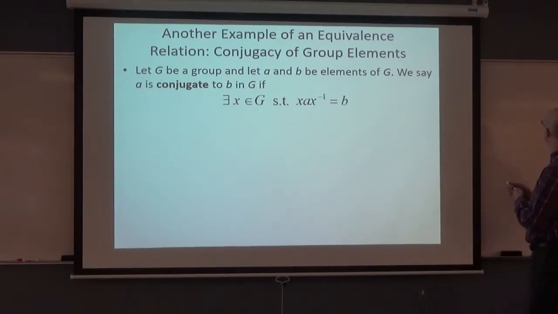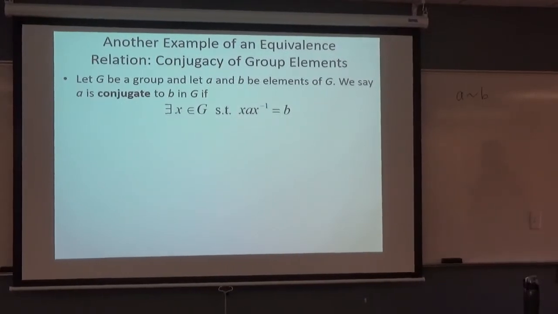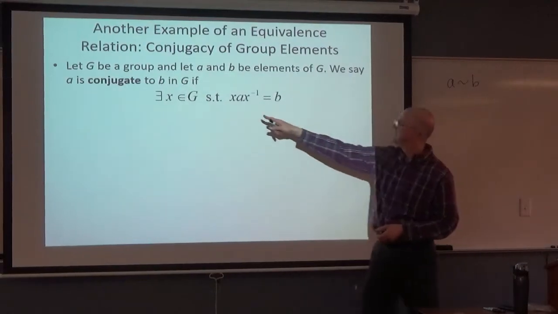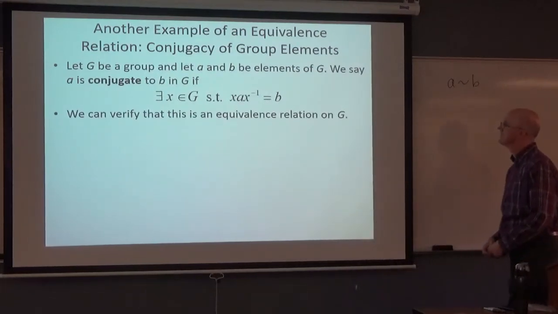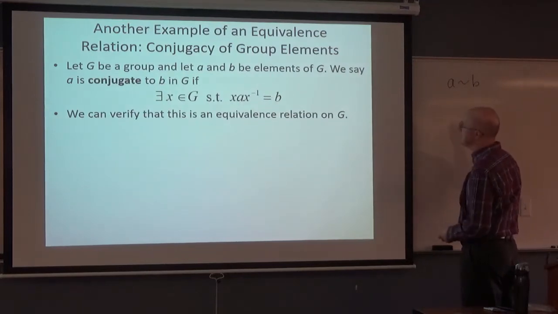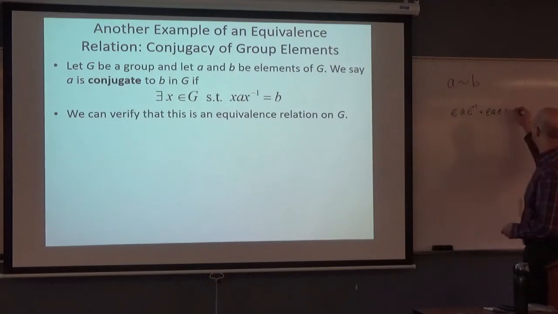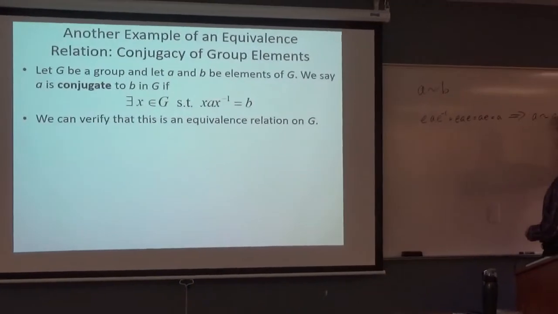And we could write, if we like, this kind of thing when A is conjugate to B. And if that is a definition of this symbol, that there exists an X in G so that this is true, then this does define an equivalence relation. We can verify that it's an equivalence relation. I won't write it as a proof, but I'll write some equations that will help you believe it. First of all, the fact that E inverse equals EAE equals AE equals A implies that A is conjugate to itself.